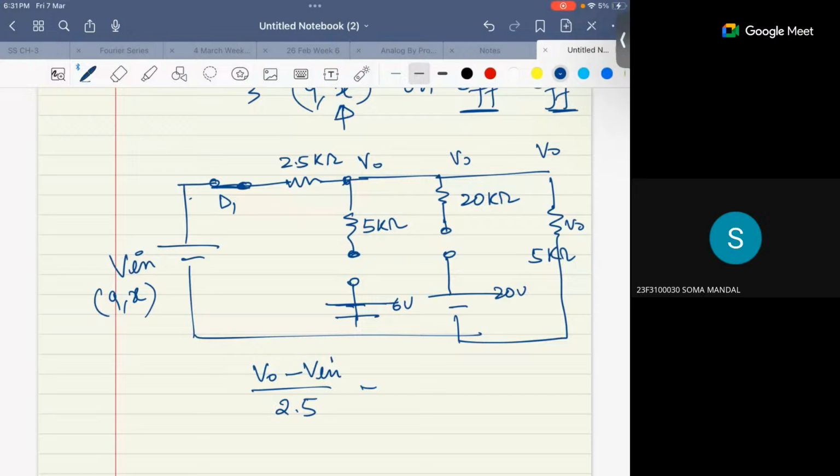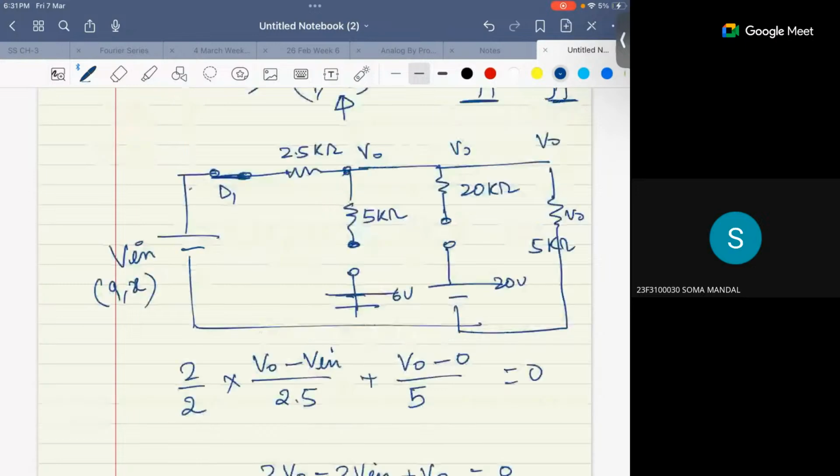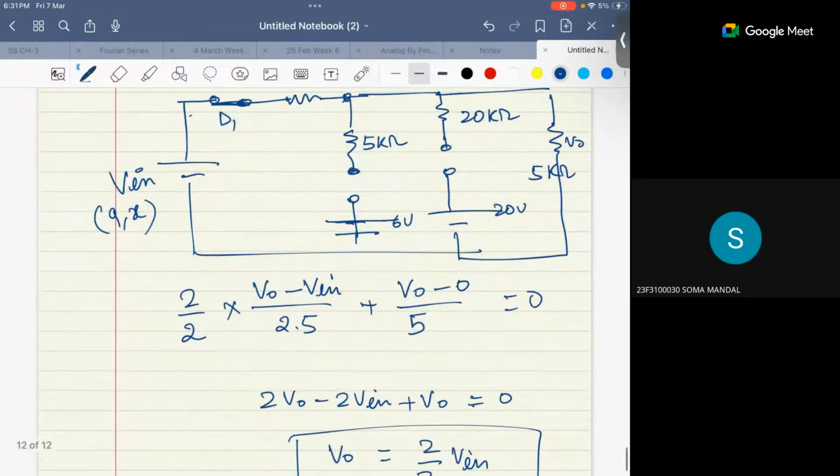2 V naught minus 2 V input plus V naught equals 0. So V naught is what? Here V naught is 2 upon 3 V input. Correct? Is it clear to everyone? Yes, sir.